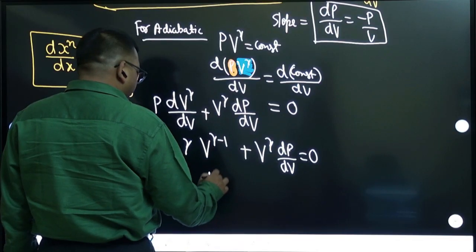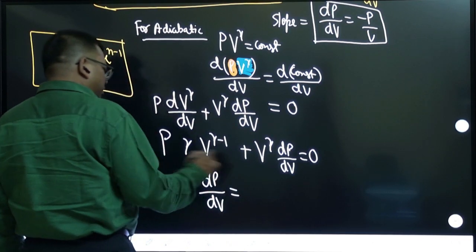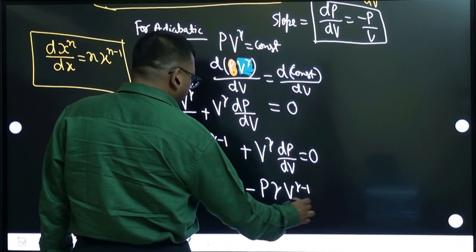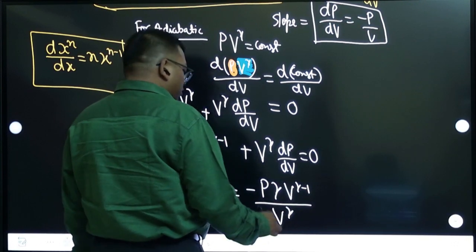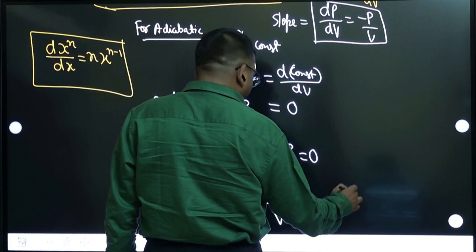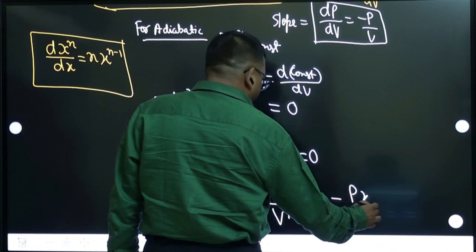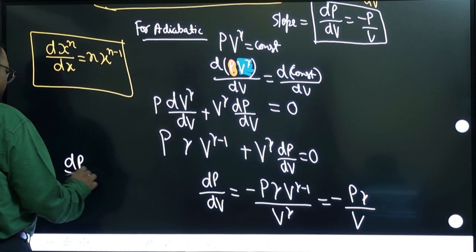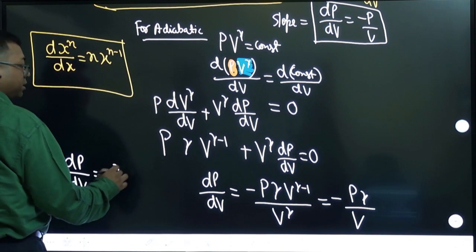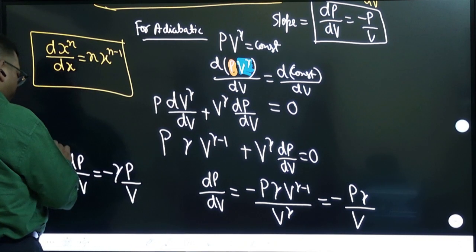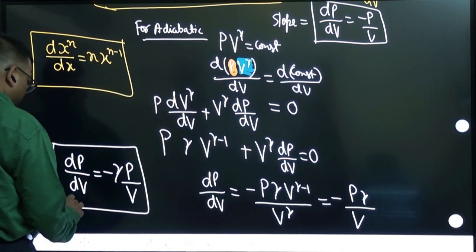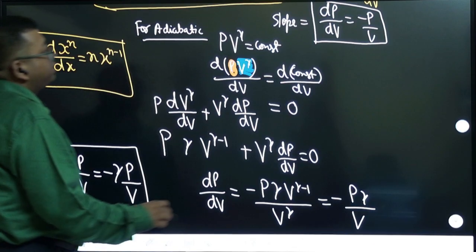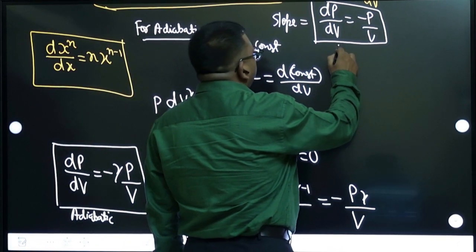So dp by dv, if I calculate, I get minus P into gamma volume power gamma minus 1 divided by volume power gamma. So what do we get? We get minus P into gamma, and in denominator we get V. So very important thing is that this slope dP by dV is coming as minus gamma times pressure by volume. Very important thing. Okay, this is for adiabatic process. And here we have got this for isothermal process.